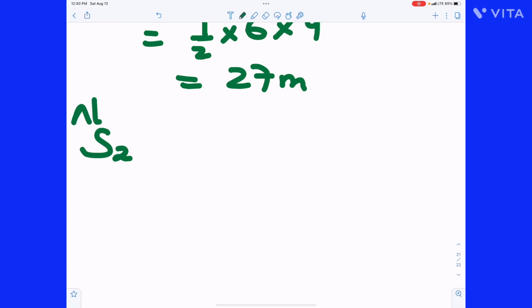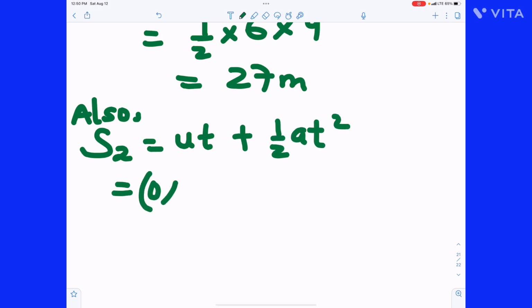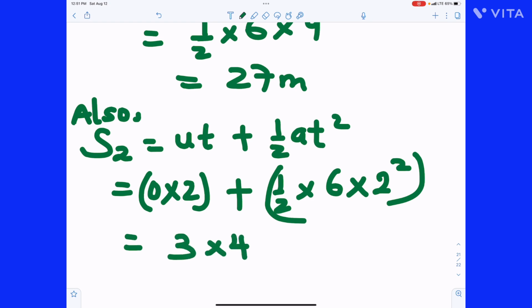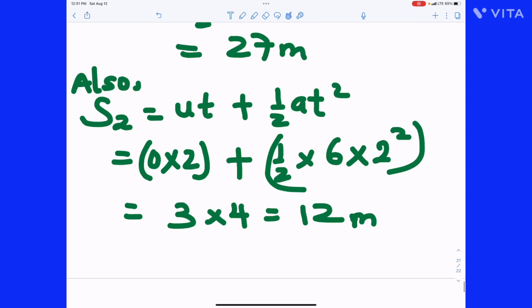In the same way, S2 will be equal to UT plus half AT squared. This is now calculating the distance traveled in 2 seconds. That's 0 times 2 plus half times 6 times 2 squared. What does that give you? That gives you 3 times 4. This one would have disappeared. So 3 times 4 is what? 12 meters.